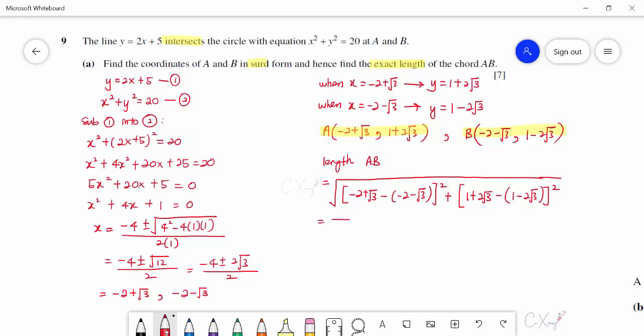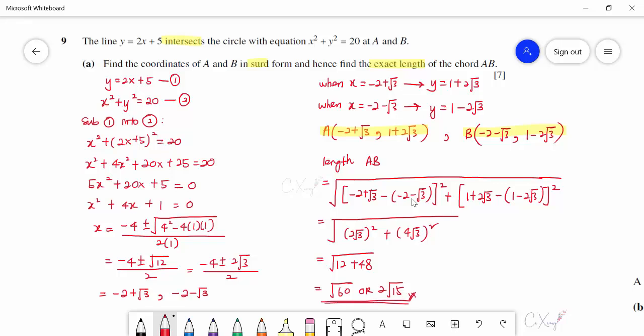Okay, so before I expand the whole thing, what I need to do is try to simplify the terms inside the square. I'll get an easier value, which is 2 square root 3 squared plus 4 square root 3 squared. So simplify first before you expand everything. Then after that, we have 12 plus 48. And therefore, you can write it as square root 60, or you can further simplify it to 2 square root 15. So this is the length of AB in surd form, or the exact length.